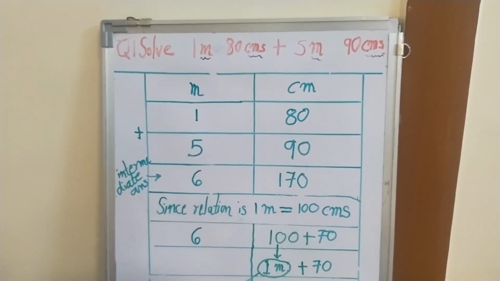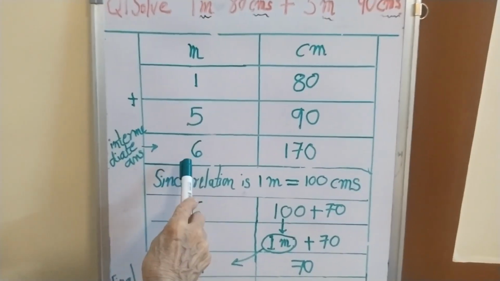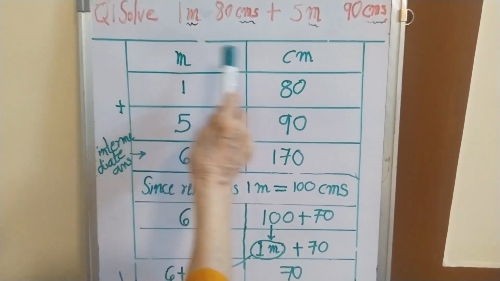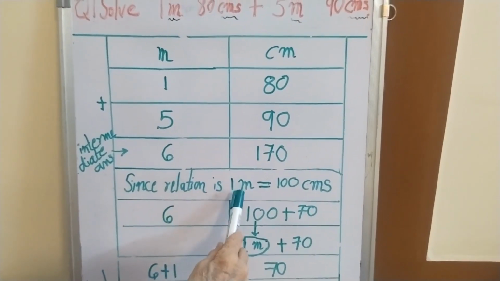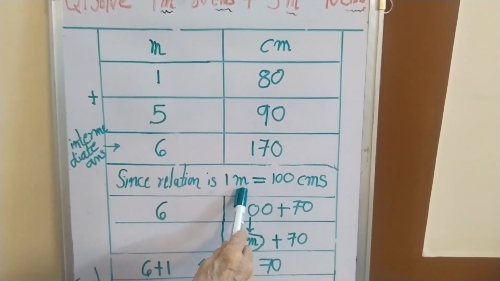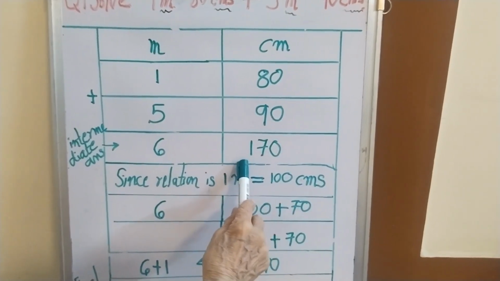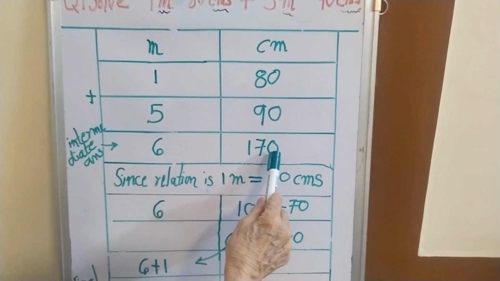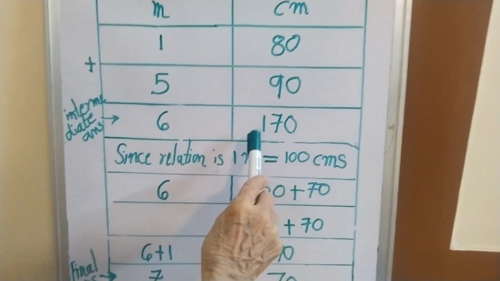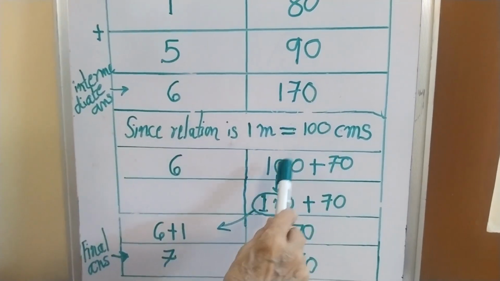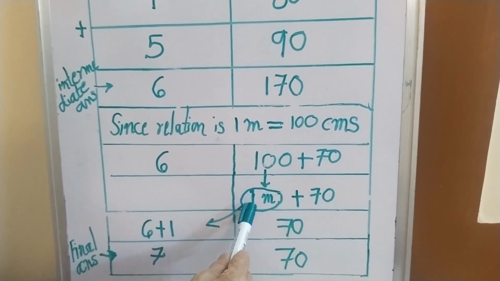Now Nani, you will ask me, why are you calling this an intermediate answer? Because now the relationship between meters and centimeters we have to deal with. The relation between meters and centimeters is like this: 1 meter is equal to 100 centimeters. Look at our answer under centimeters. We have got 170 centimeters, and hence taking into account this 100, we can write 170 in this fashion: 100 plus 70. Now 100 means 1 meter.